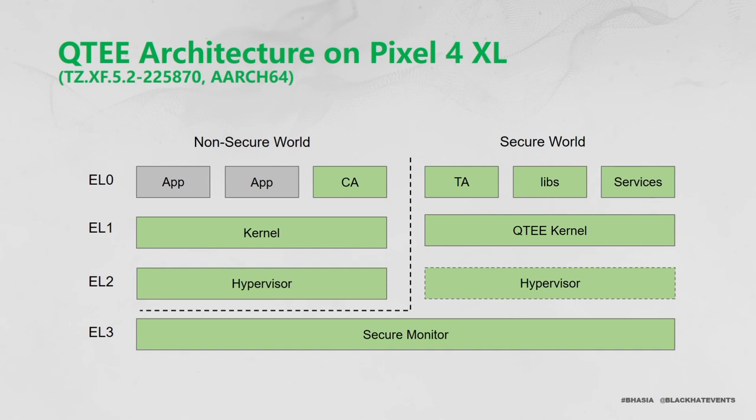Now here, this picture shows the architecture of the TrustZone implementation on Pixel 4 XL. The left side is a bit familiar. We have the user space, the kernel, and the hypervisor. And when TrustZone is introduced, there will be a secure world which has its own user space, kernel, and hypervisor. And to interact and switch between the two worlds, a secure monitor will be implemented.